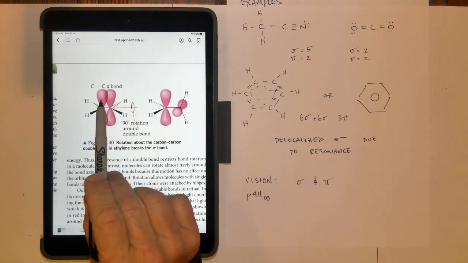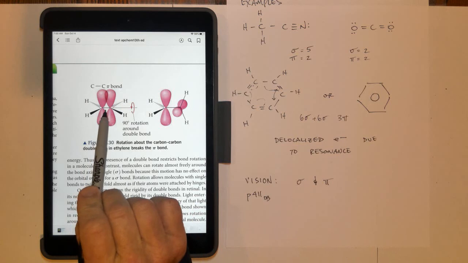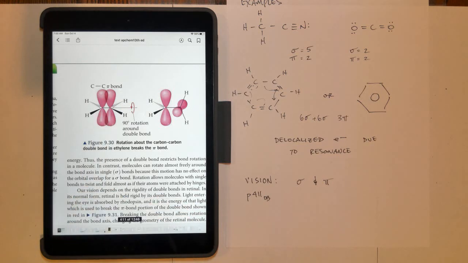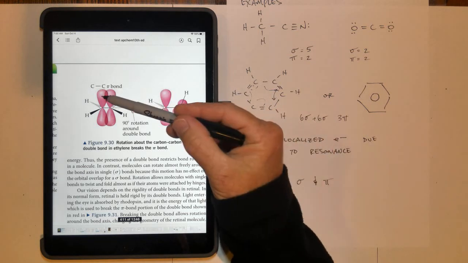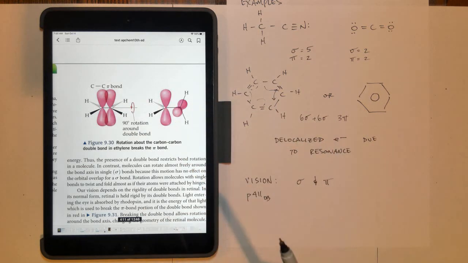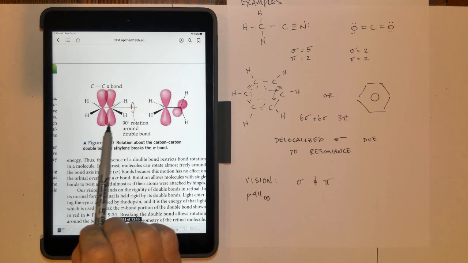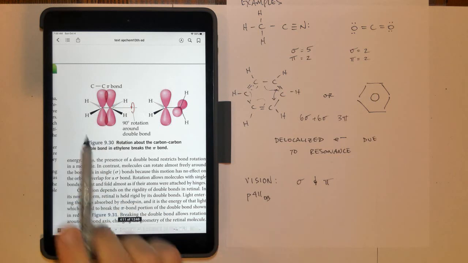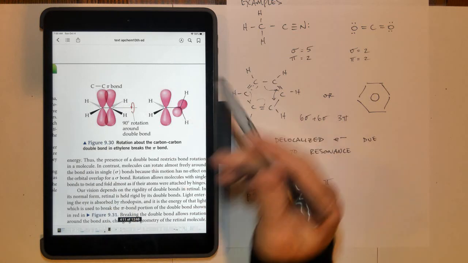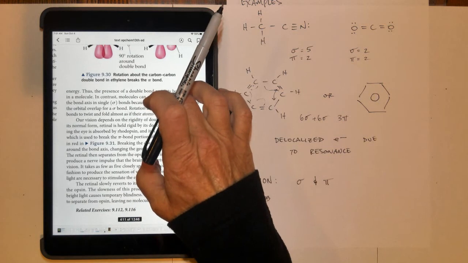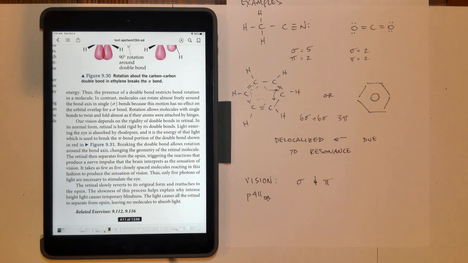And so the breaking of this pi bond, but not the breaking of the sigma bond, is critical, because after light goes away, then it rotates back, and eventually the pi bond forms again. And so it's reusable just by breaking the less energetic pi bond, the one that takes less energy to break, and allowing it to rotate gives you that vision to take place.